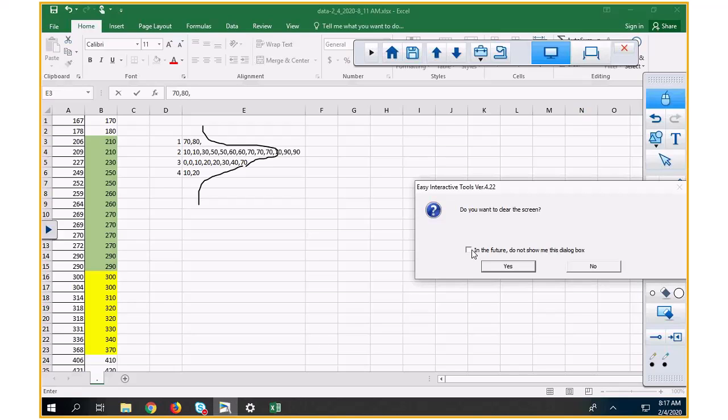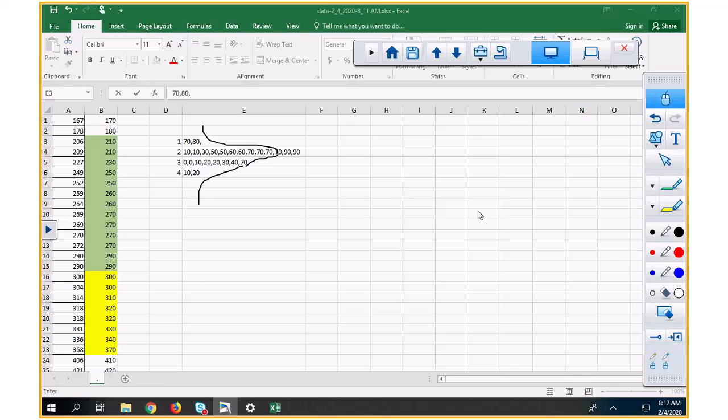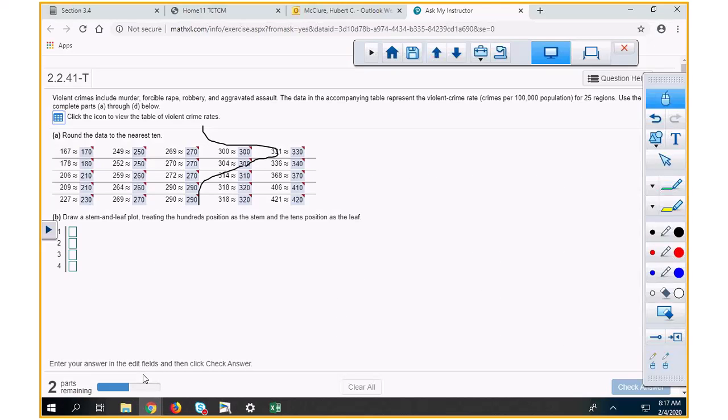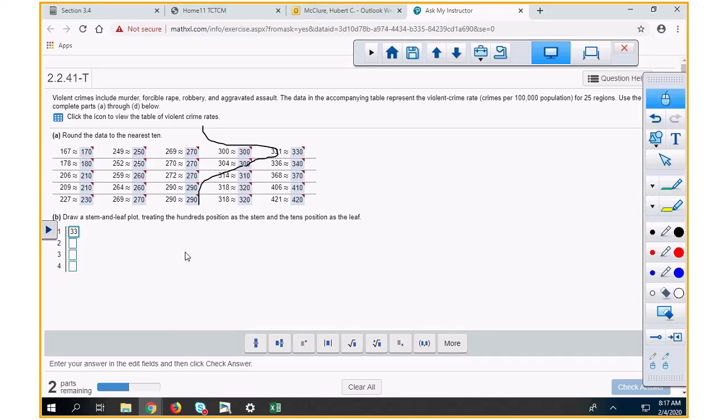Oh yeah, in the future, do not show this. How many times did I hit that? T-Rex. Okay, I'm not going to do that. I'm just going to do 3, 3, oops, 3, 3, 3. I already did it, so.